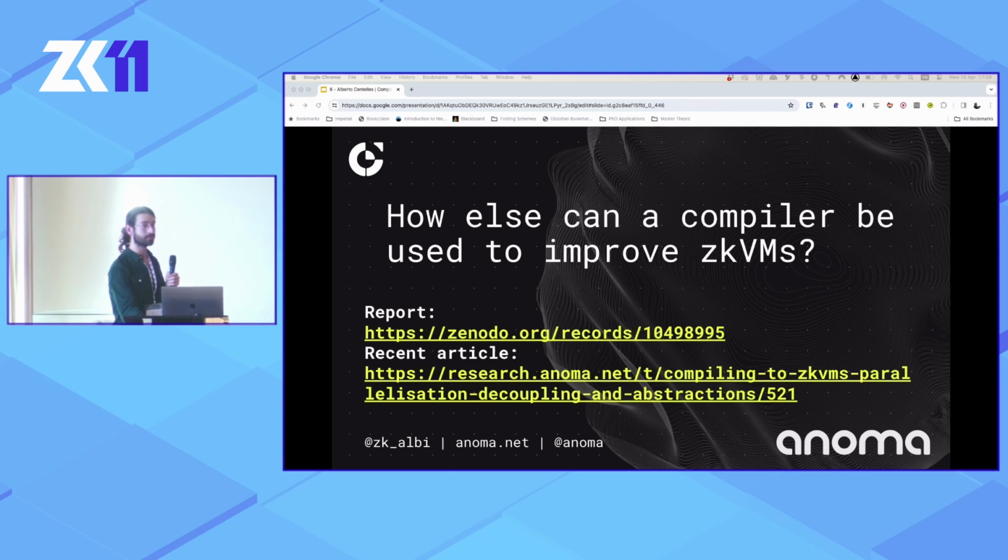So thank you for coming today. I wanted to ask a question: if you know of certain other ways that we can use a compiler to improve ZKVMs. I want to point to some of the work I've written. A report has some time now, but is still worth checking. An article I wrote recently. At Anoma, we have a resource machine, and we are experimenting with different backends. So if you happen to have a backend that may be interesting for us, or if you are also researching in this area, I'll be very happy to talk to you. Thank you. Thanks a lot.